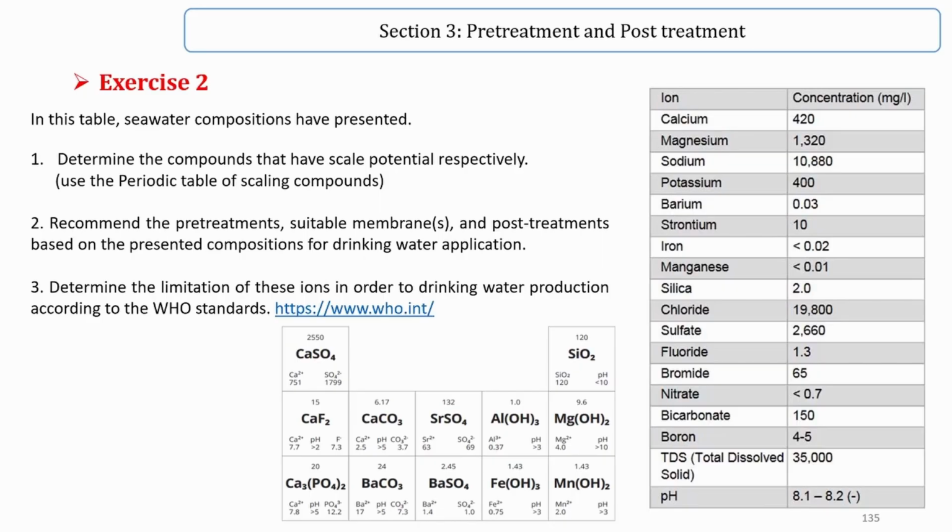Now section 3 is finished. I will start section 4, membrane design and evaluation, with the next lecture. Thank you for your attention.